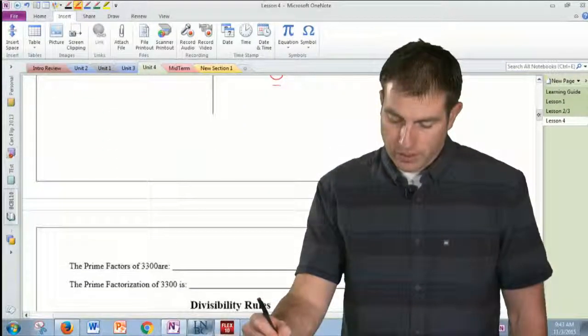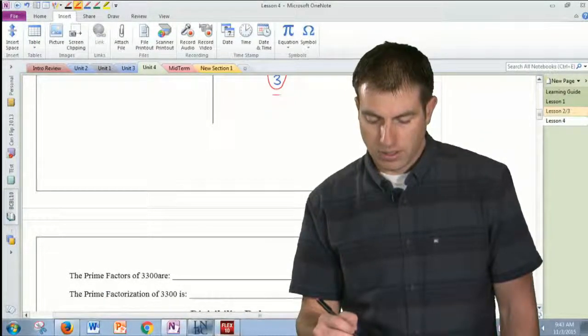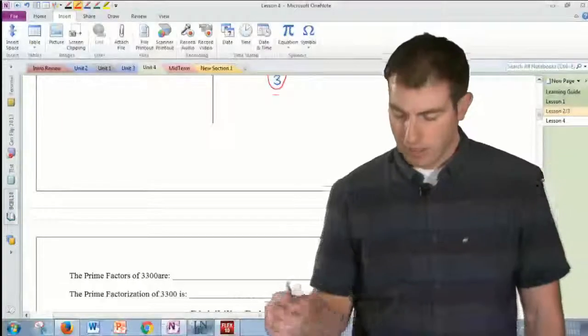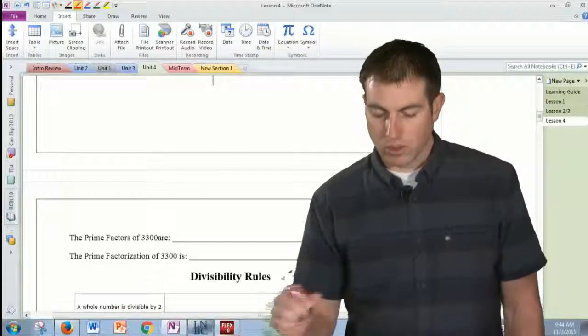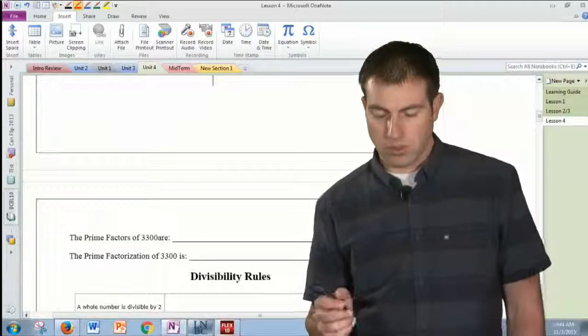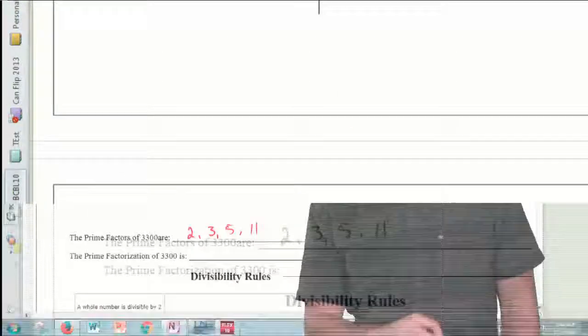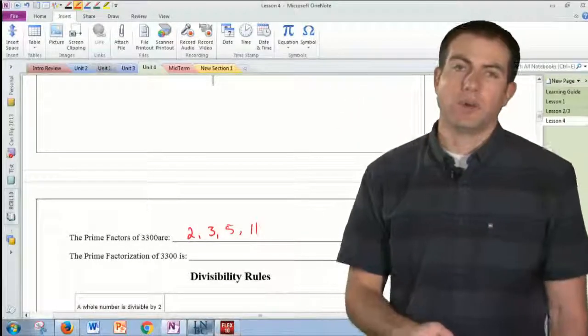So we need to write this down. The prime factors of 3,300 using our factor tree. Sorry, I'm going to take a step back here. I want to make sure we get this right. The prime factors of 3,300 are... So what were the numbers that went into 3,300? Well, we had a 2. That was one of them. We had a 3. We had a 5. And we had an 11. So those were all the prime factors of 3,300.